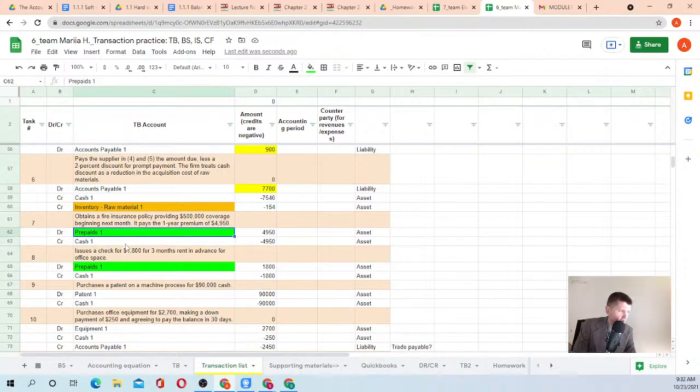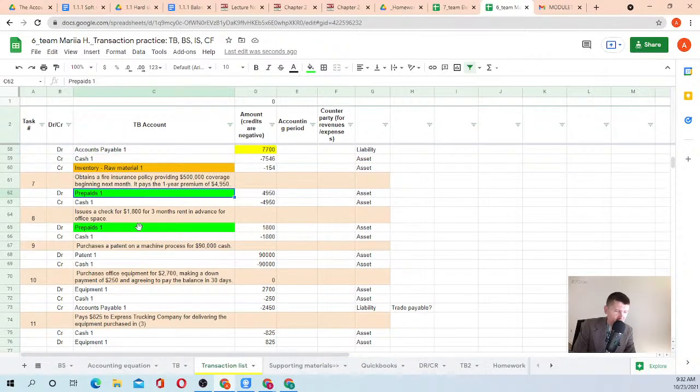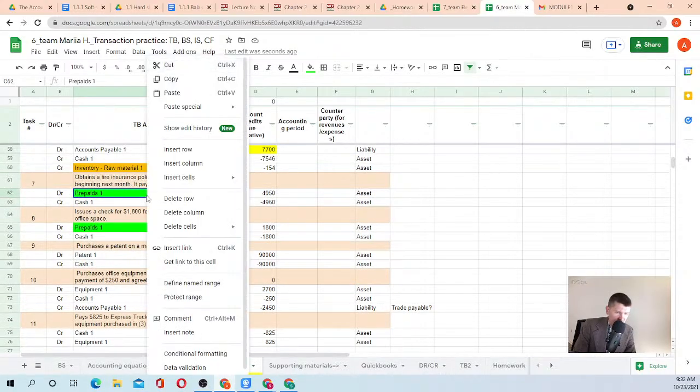It's probably not that material as inventory. I would also advise you to have different prepaid accounts for different kinds of prepaids. At least it will be much easier for you to reconcile later down the road. But it's up to you as an accountant how much detail you need. And let me leave a comment here.